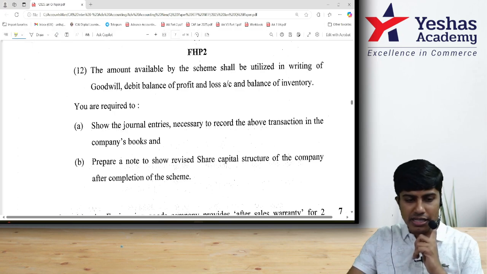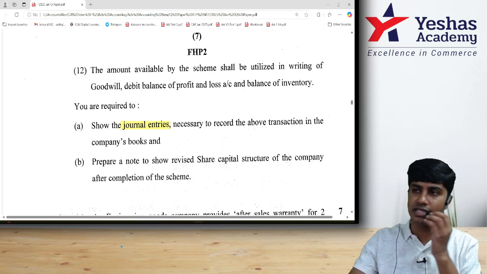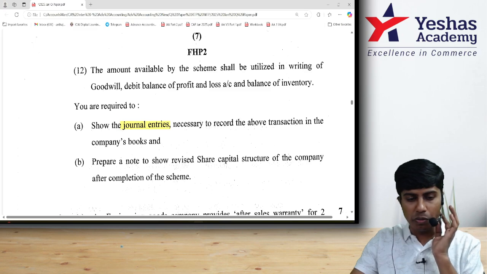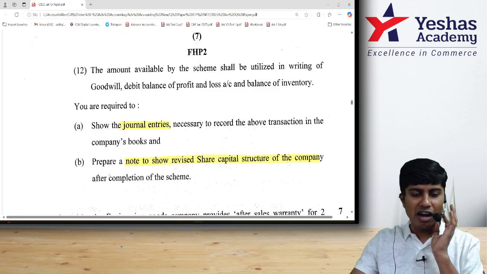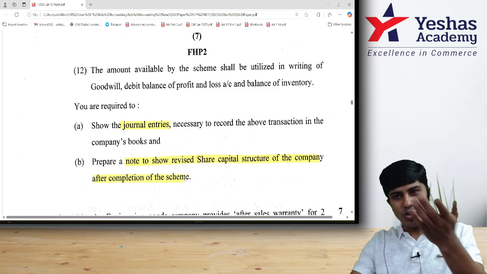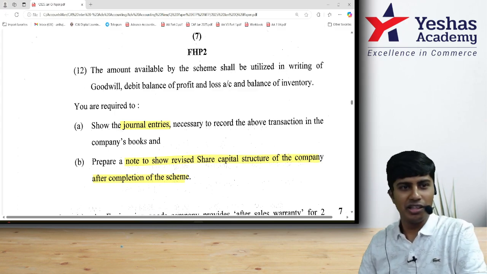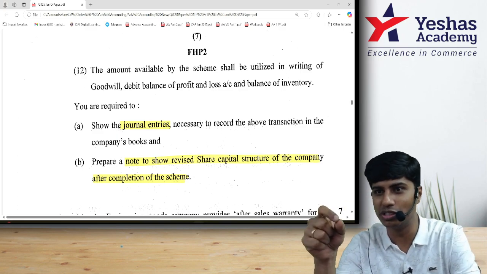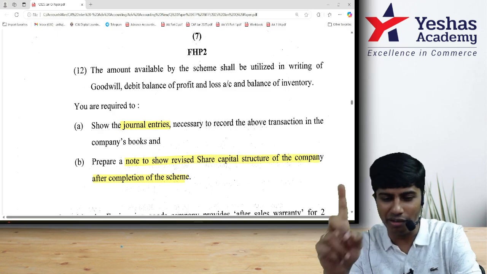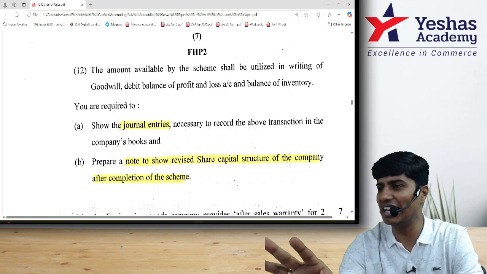They've asked us to pass journal entries necessary to record the above transactions, and they also want us to prepare notes to show the revised share capital structure of the company after completion of the scheme. They could have asked for the complete balance sheet with notes to accounts, but they have not. In class, when we did the questions, we did the complete balance sheet with notes to accounts and disclosures. Here they've asked only one thing: share capital of the company after the internal reconstruction.